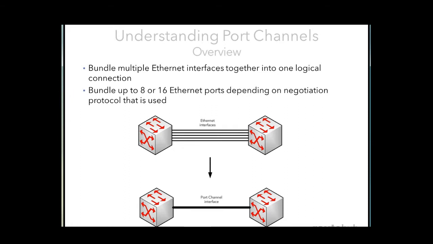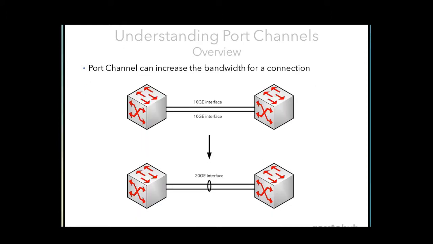You can bundle up to 8 or 16 Ethernet ports in a single port channel connection depending on what negotiation protocol is set up. Using a port channel can increase the bandwidth for a connection because, again, multiple interfaces are grouped together. So for example, if you bundle two 10 gig interfaces together to another switch, it will be a 20 gigabit connection. It's also important to understand that this is not really a 20 gig connection.